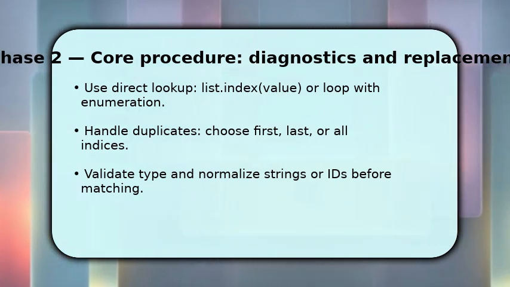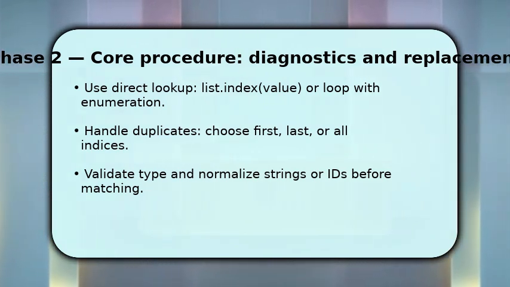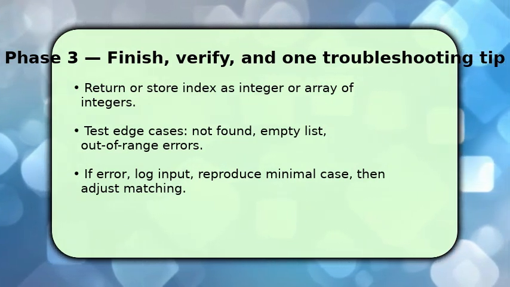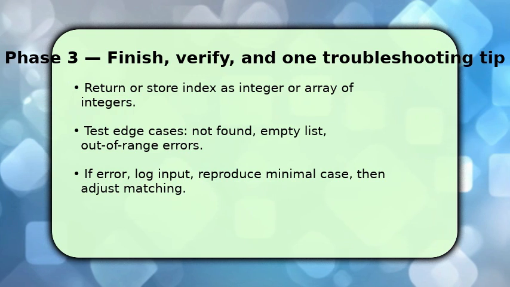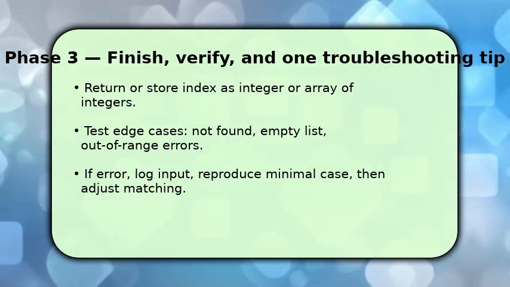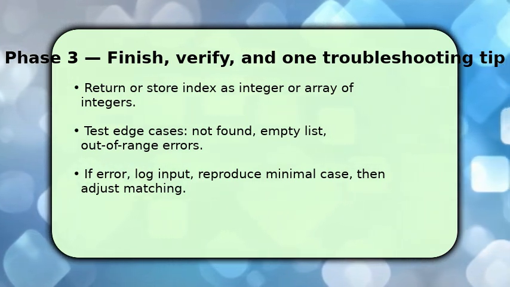This prevents silent failures. You finish by returning or persisting the index value, S, in the expected format, and then run automated checks for edge cases like not found, empty collections, or out-of-range assumptions. If results look wrong, reproduce the issue with a minimal example and inspect the input types and normalization steps.